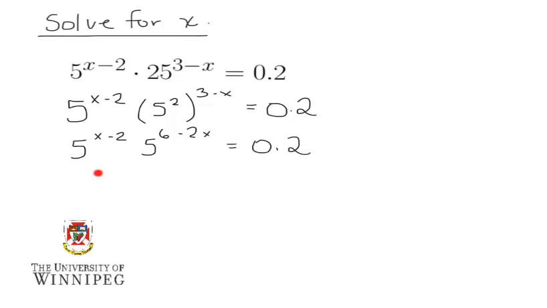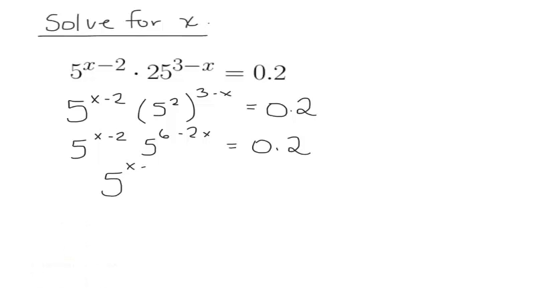And again, we're going to keep on simplifying the left-hand side. We have like bases that are multiplied together, so we can go ahead and add our exponents. This is going to give us 5 to the x minus 2 plus 6 minus 2x. And going ahead and simplifying, we're going to get negative 2 plus 6, that is 4, and x minus 2x is going to give us negative x.